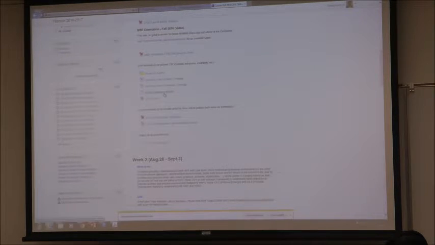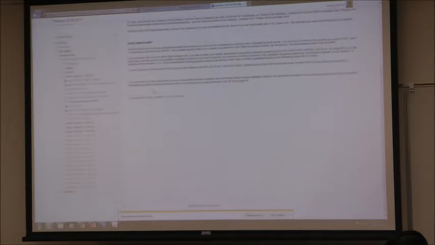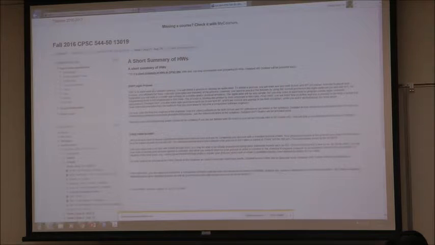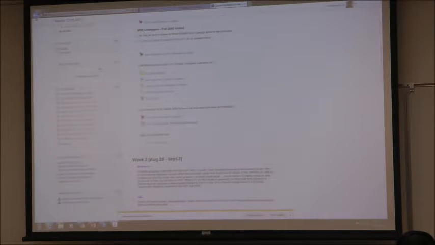And I posted a short summary of the homework here. It will explain what homework 1 and homework 2 are. Both of them are related to each other. It is just given to you in different phases.